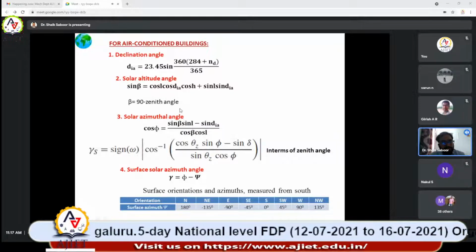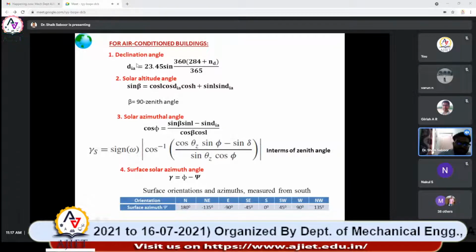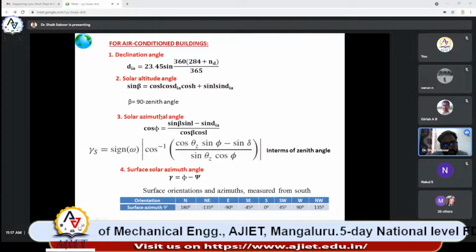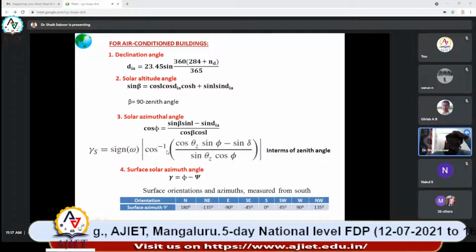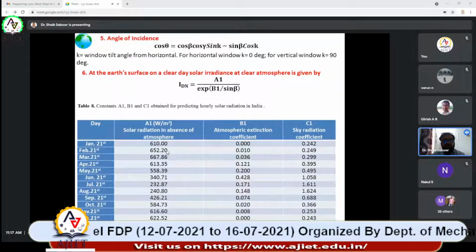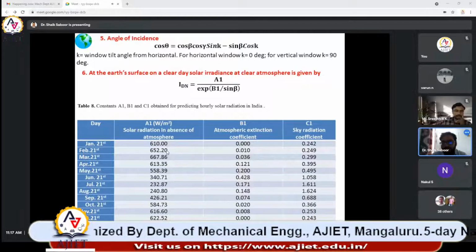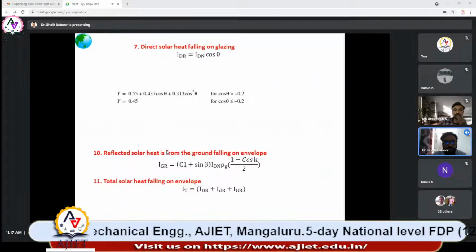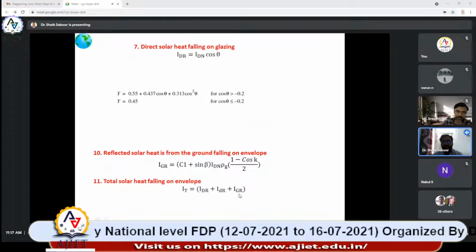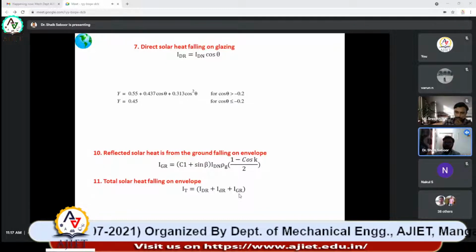Since sun-earth geometry plays a very important role, we need to consider various sun geometrical angles: solar altitude angle, declination angle, solar azimuthal angle, surface solar azimuthal angle. We also have to compute how much radiation is falling on the wall and on the roof. What kind of radiation? Direct radiation, diffuse radiation, and ground reflected radiation. So you have to compute it, or you can also measure it in practice.